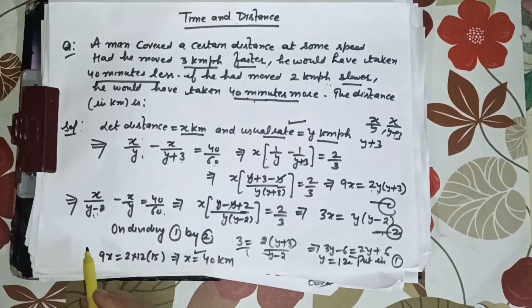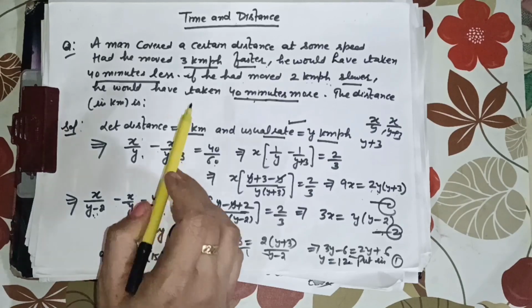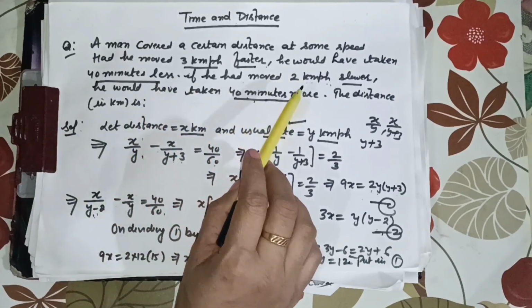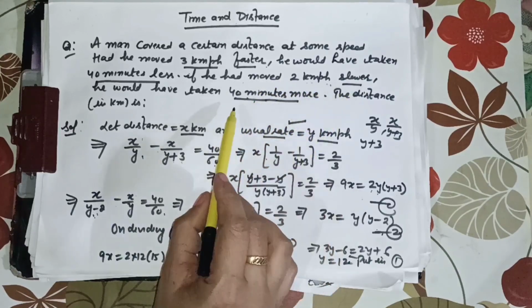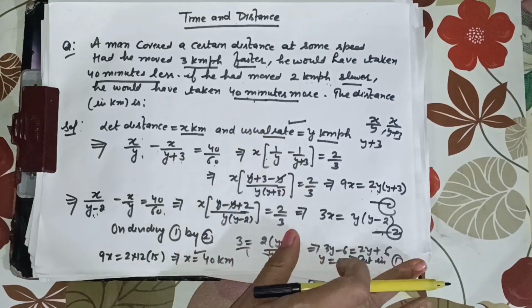That means we are given two conditions. Whenever the speed is 3 kilometers per hour faster, it takes 40 minutes less. When the speed is 2 kilometers per hour slower, it takes 40 minutes more. So this will be the question.